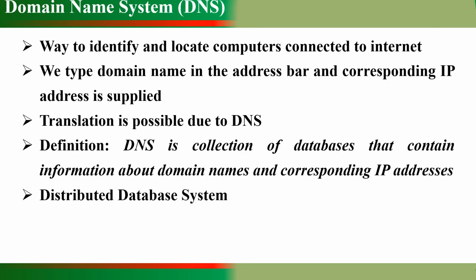It is already discussed that TCP/IP protocols use an IP address which uniquely identifies the connection of a computer to the internet, but we prefer to use names instead of numeric addresses. But computers communicate with each other through IP addresses. So we need a system that can map a name to an address. So the domain name system is a way to identify and locate computers which are connected to the internet. We type a domain name in the address bar and the corresponding IP address is supplied.